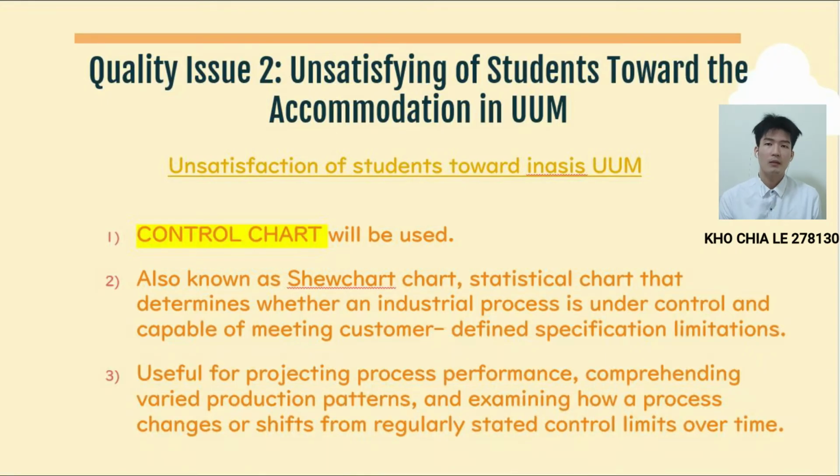Now we will discuss quality issue 2, the satisfaction of students toward the accommodation in UUM. The Shewhart chart is another name for a control chart. It is a statistical chart that determines whether an industrial process is under control and capable of meeting customer-defined specification limitations. Control charts are useful for projecting the process performance, comprehending various production patterns, and examining how a process changes or shifts from regularly stated control limits over time.